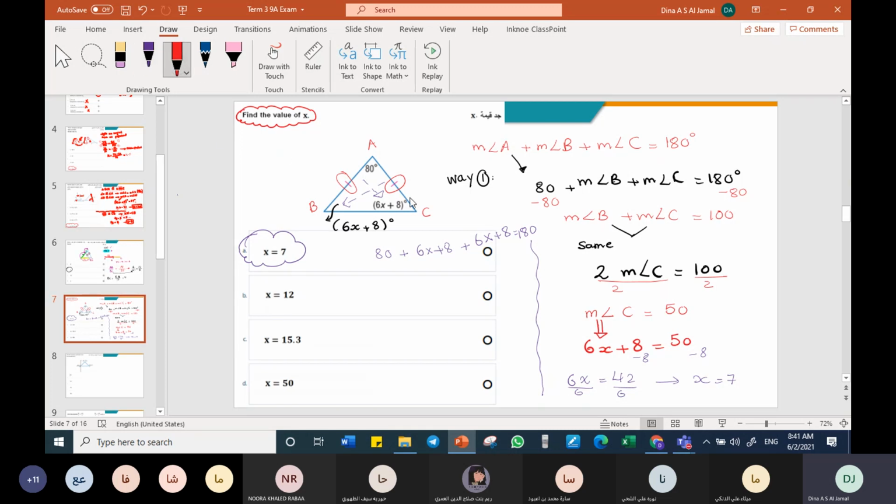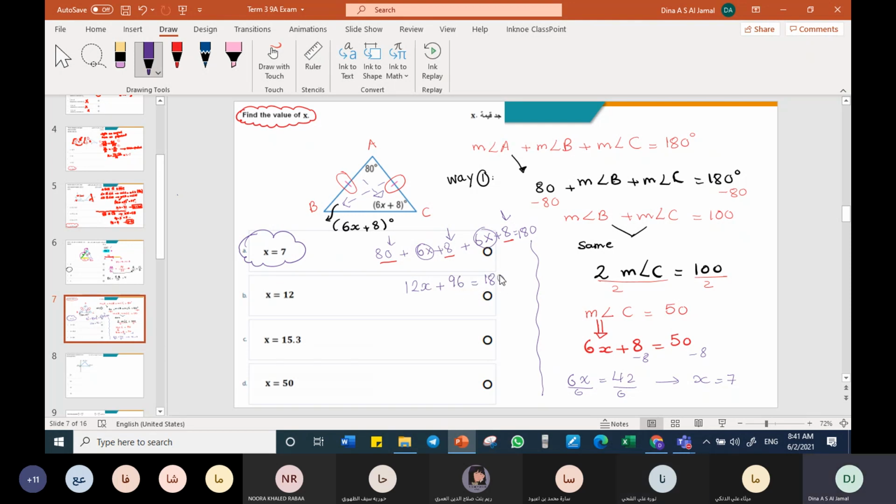Go to the like terms and add them. 80 plus 8 plus 8. Then 6x plus 6x. So let's try this way. 6x plus 6x, what will it be? 12x. Now, let's add the like terms. 80 plus 8 plus 8 is 96.